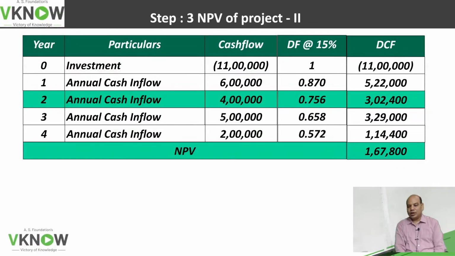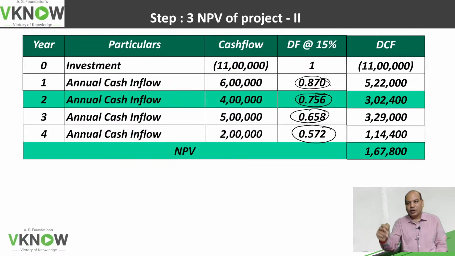NPV comes to 1,67,800. Very good, approximately you are right. Because I have used 3 digits, you can use 4 or 5 digits, or you can do it directly also. So this will change slightly, don't worry. 1,67,800 or around 1,70,000 is okay.